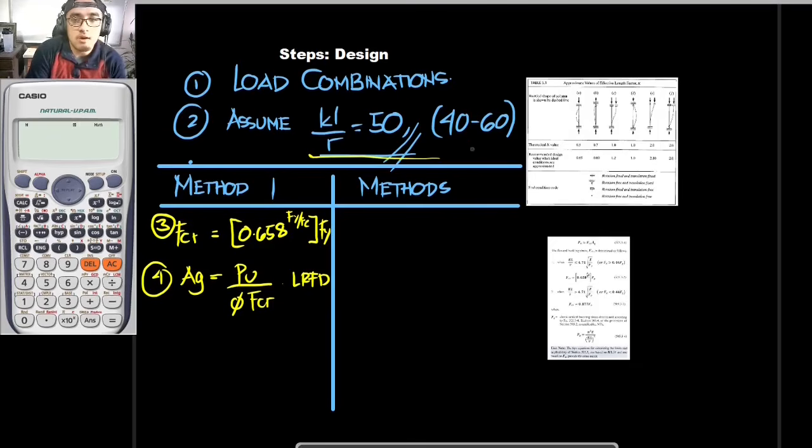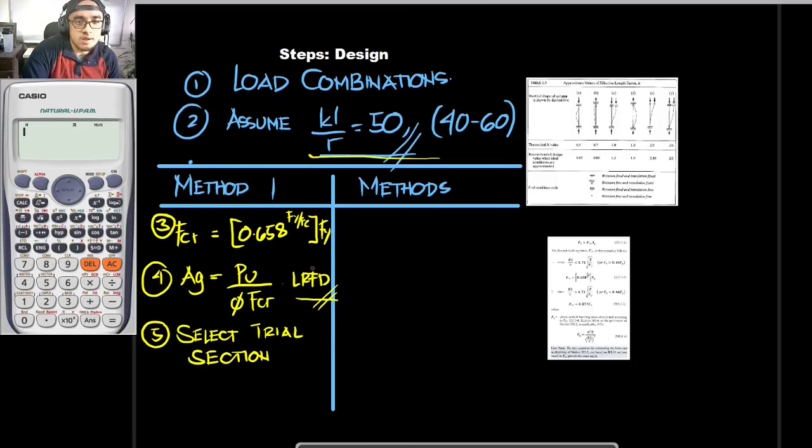But in designing your compression members, it is better for you to solve for the cross-sectional area as brought about by LRFD. So LRFD lang gamitin nyo sa pagkuha. But in the analysis part, you would be checking the adequacy of it in ASD. Okay, so after you have figured out what your required cross-sectional area is, the next step is to select trial section.